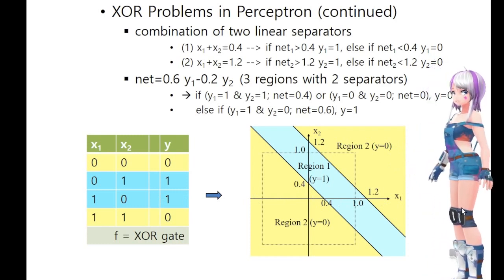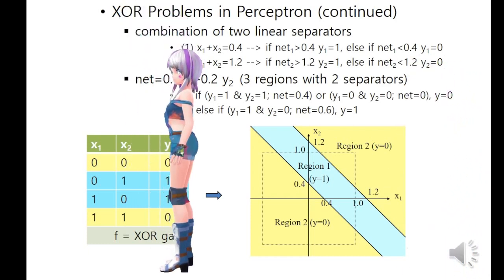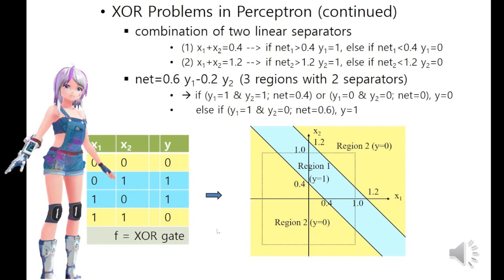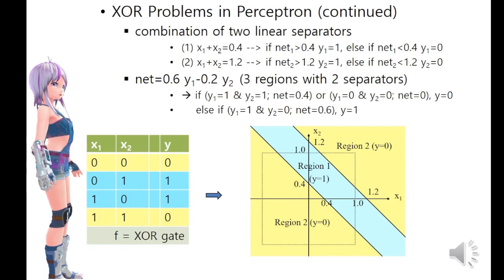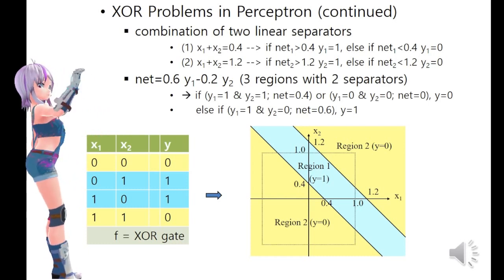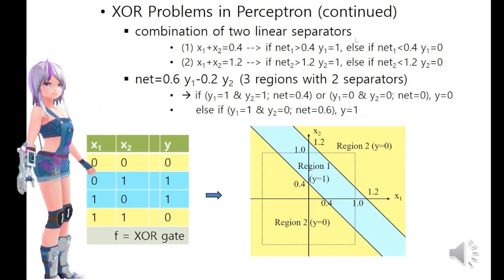We have three regions with two separators. If y1 equals 1 and y2 equals 1, net becomes 0.4, or y1 equals 0 and y2 equals 0, and net is 0, then y becomes 0. Else, if y1 equals 1 and y2 equals 0, we know net becomes 0.6, in this case we have y equals 1.